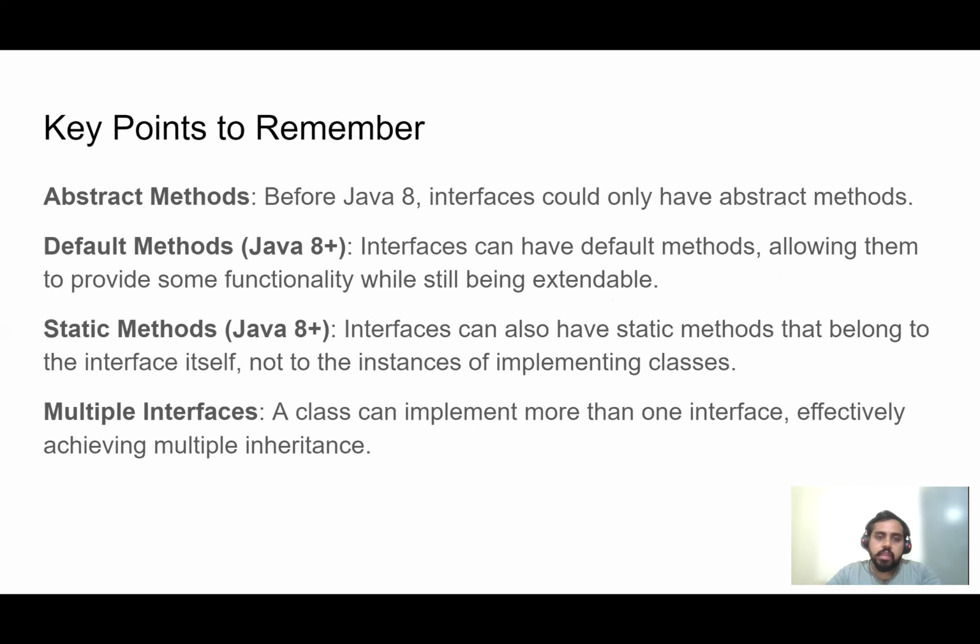Okay, so finally, the key points to remember. The key point we have to remember in this topic is that interfaces can have only abstract methods. Abstract method means only the method declaration is there; the method body will not be there.